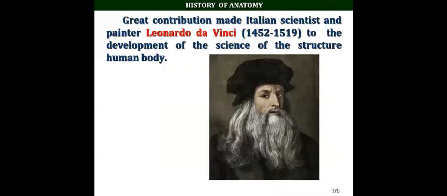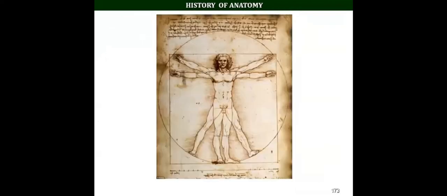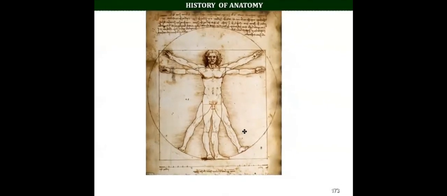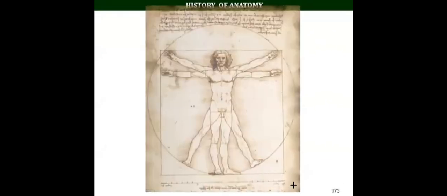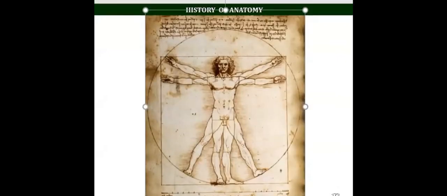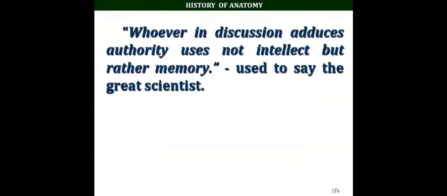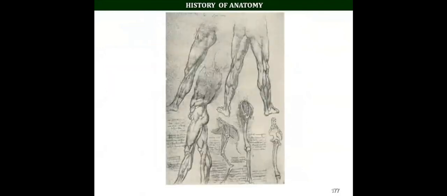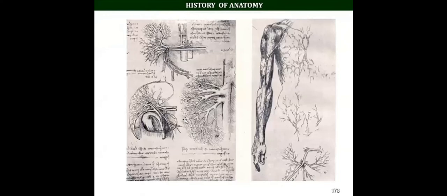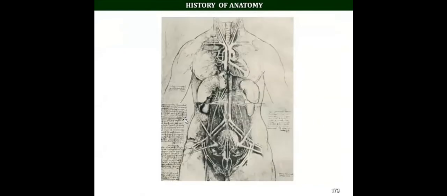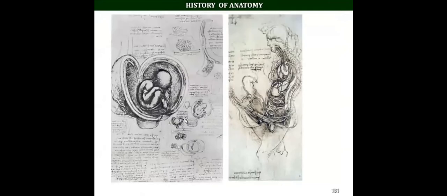Do you know a very interesting person? It's Leonardo da Vinci. Leonardo da Vinci has a very popular picture in human anatomy all over the world. It's the golden section of the human body. There are different images in a notebook. It's not a real book, it's a notebook where Leonardo da Vinci drew some structures with human body sections.